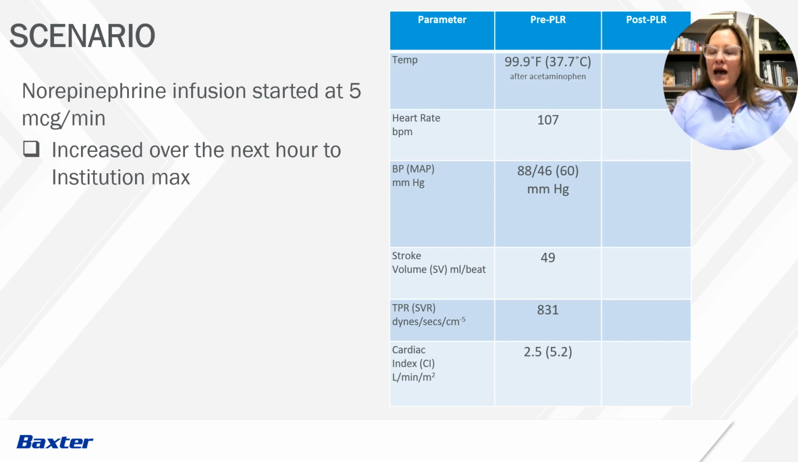And then you can see the MAP is up to 60, but we still want our patients to be at least 65 mean arterial pressure, right? Stroke volume is low at 49. We know that's low, but look what happened to our TPR. Would we have expected that to happen? Yeah, we started that patient on norepinephrine, right?